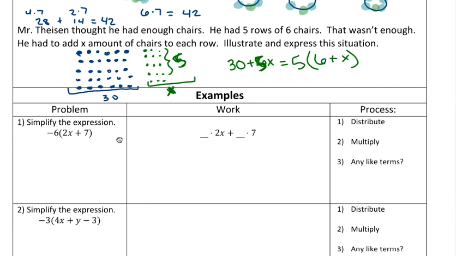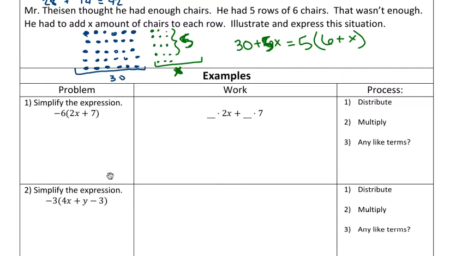So here goes our first one. We need to simplify this expression, and right now I can't simplify because I can't do 2x plus 7. They're not like terms. What we can do is distribute. So distribute, I like to make this fun sound. It goes pew, pew. Okay, so that means I'm going to take that -6 and give it to each part. So I'm going to do -6 times 2x and then -6 times 7 because it goes to each part.